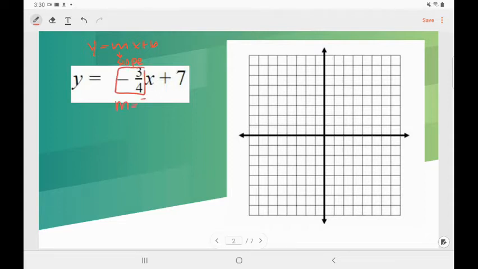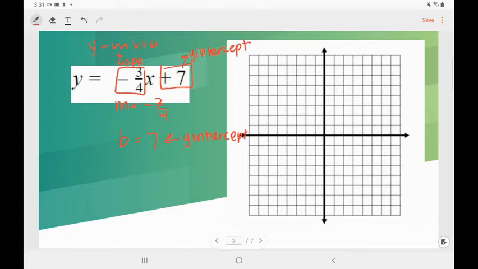So m equals negative 3/4. And my b is the number by itself. So my b is 7. Remember, b stands for the y-intercept. This number right here is the y-intercept. Now, how do I go about graphing it?